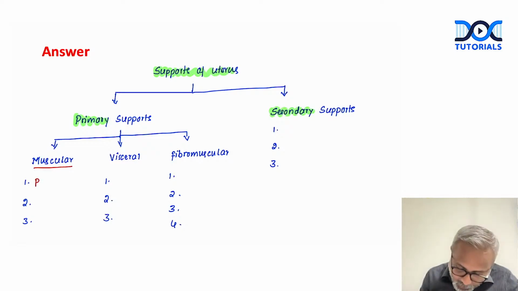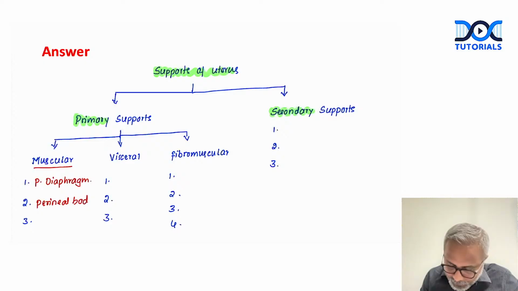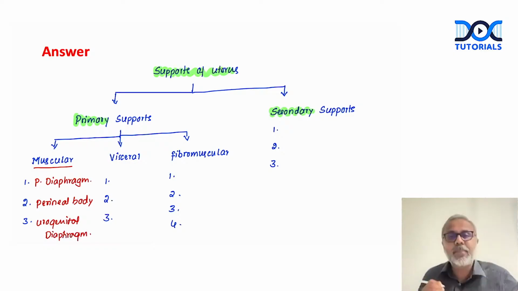In muscular supports, we have the pelvic diaphragm. This is the most important support, the first support. Then we can mention the perineal body. Then the third structure we have is the urogenital diaphragm. So these are the three main muscular supports.